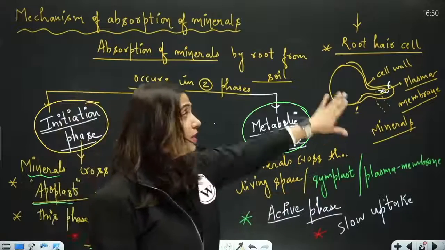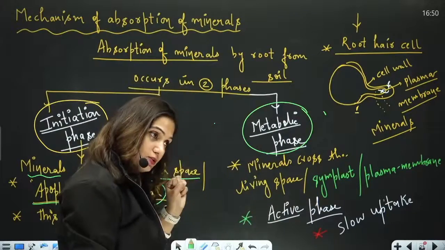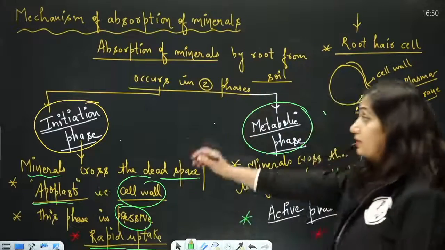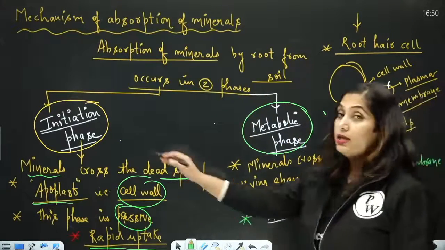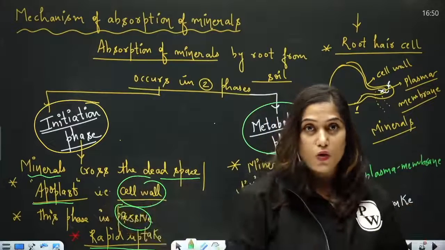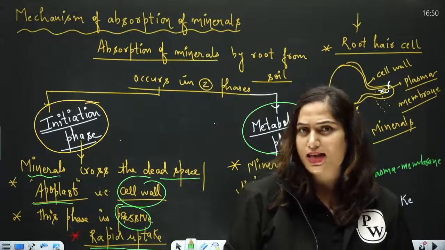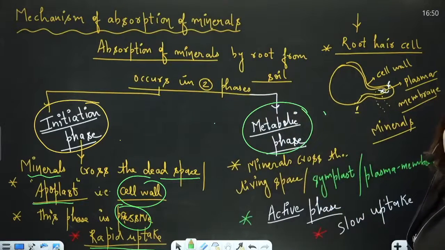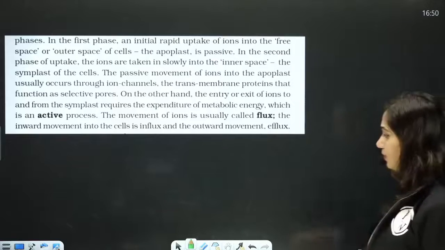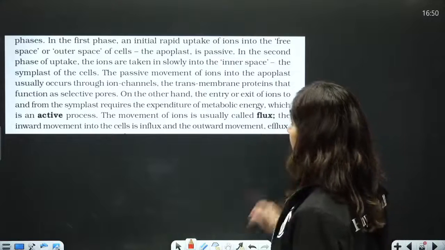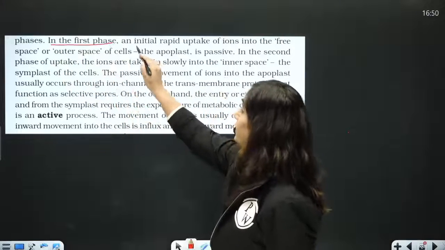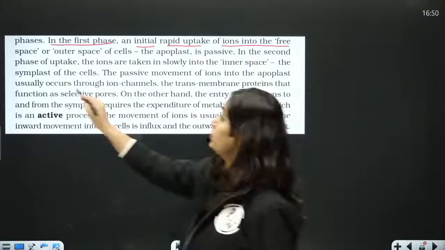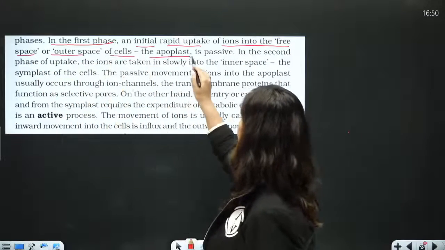Okay, so remember, whenever a root hair cell takes mineral ions from the soil, it happens in two phases: the initiation phase and the metabolic phase. In the initiation phase, the minerals cross the cell wall or the dead space or the apoplast of the cell, that is passive and rapid. But in the metabolic phase, they cross the plasma membrane or the living space or the symplast of the cell, and this is the active phase and this is slow. Okay, so let's read some lines of NCERT which are important. In the first phase, the initial rapid uptake of ions into the free space or outer space of cell, the apoplast.